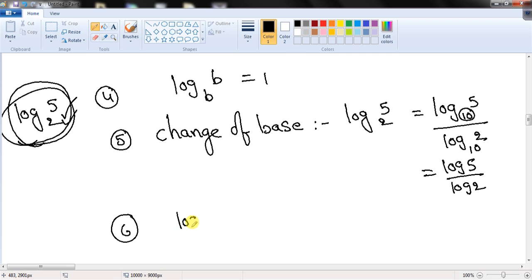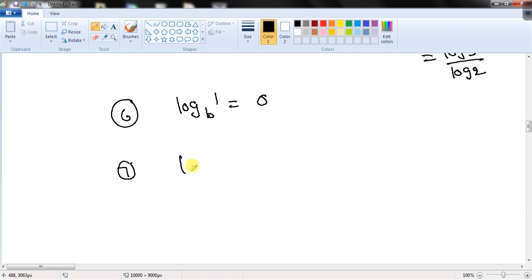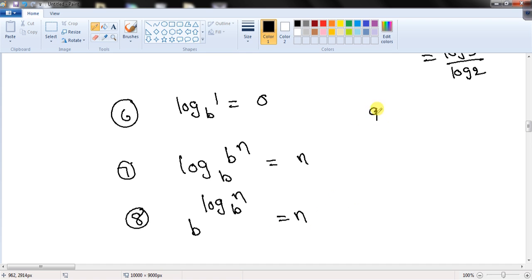Next, log 1 to any base is 0. The next property is log b power n to the base b is n into log b base b, which is 1, so n is the answer. Next, b to the power of log n base b is equivalent to n. And the next one is, if log a base b is equal to log c base b, it implies that a is equal to c.